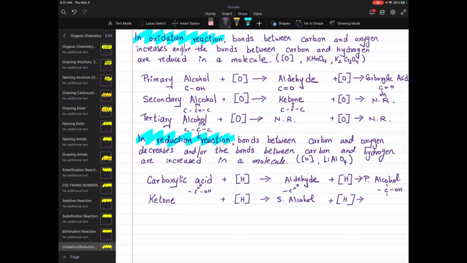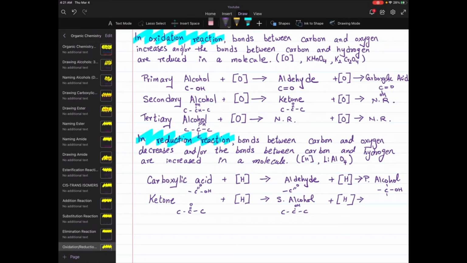And I can show you an example here. Let's say a ketone, we have carbon, and we have carbon double bonded to the oxygen and single bonded to the carbon. So the carbonyl group is in the middle of the molecule somewhere, and when it undergoes a reduction reaction, we will reduce the number of bonds between the carbon and the oxygen. So instead of a double bond, it will become a single bond. And now we see we have just formed a secondary alcohol, right?